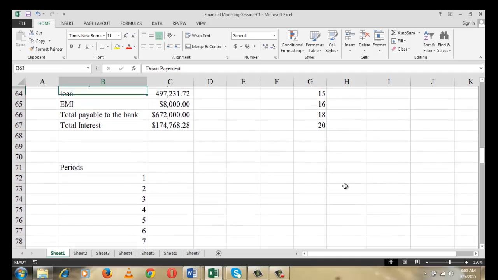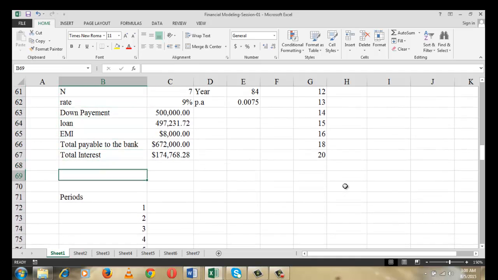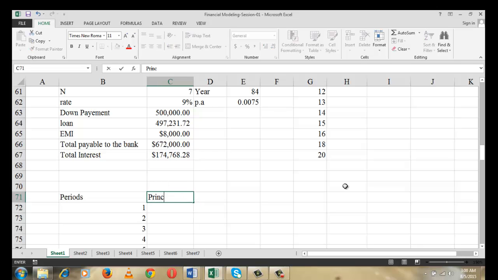Now what you can do, write down your principal. What is your principal? This is your loan amortization schedule. Write down your principal. Your principal would be whatever loan you have taken. Fine, this is your principal. Your EMI is 8,000. Fix this cell, F4.